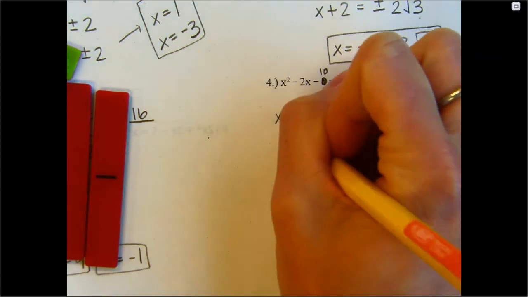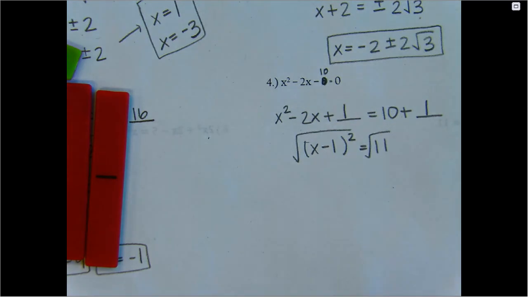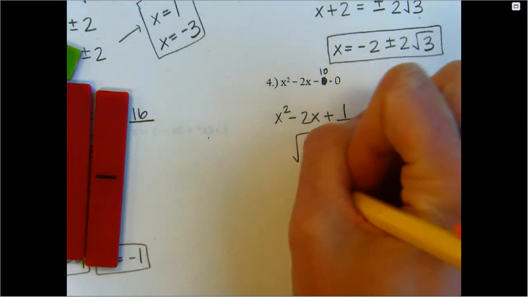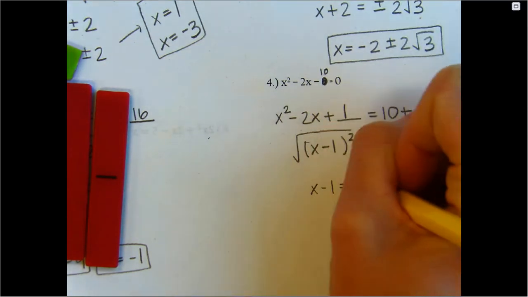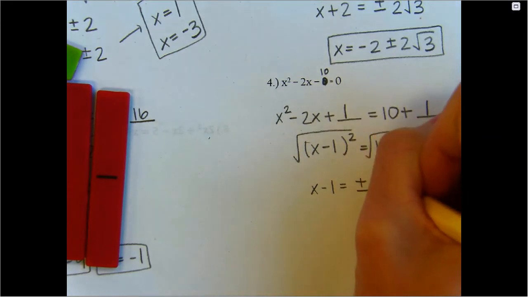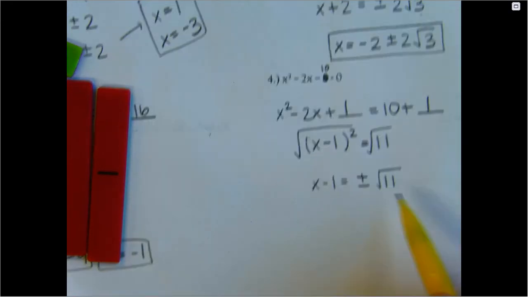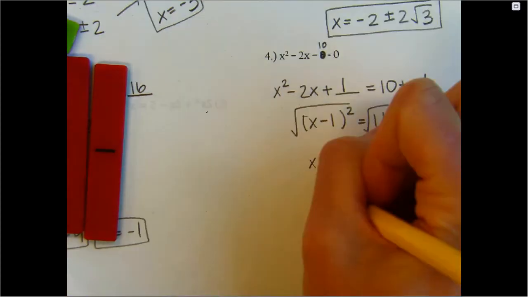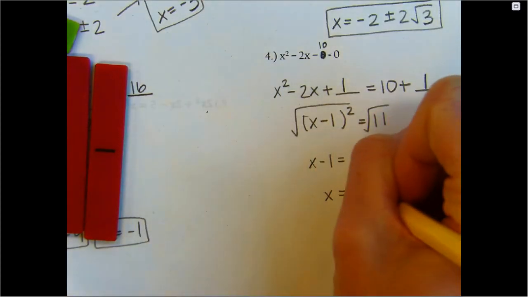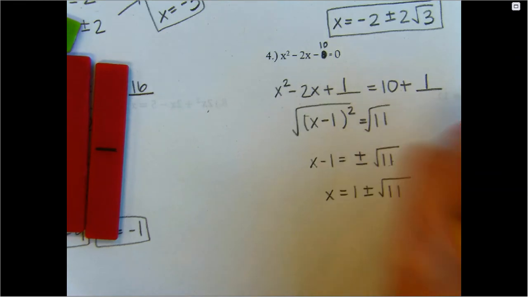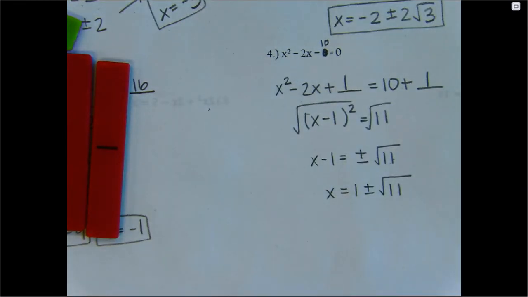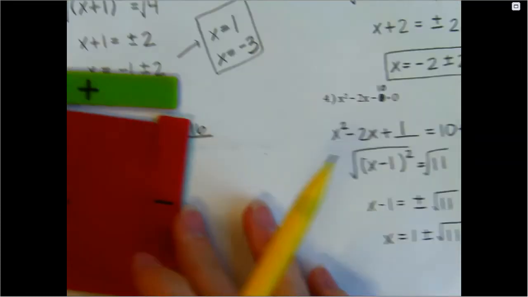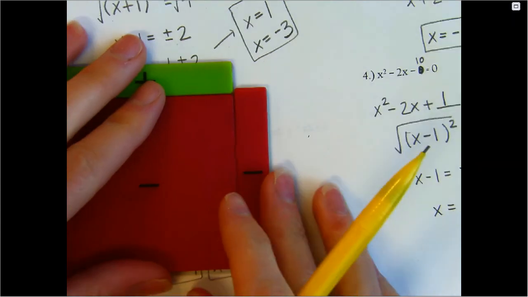And so when I solve by taking the square root of each side, that cancels this over here. Plus or minus square root of 11. This cannot be simplified. There is not a perfect square that goes into 11. So that means when I add that 1 over, my final answer would be 1 plus or minus the square root of 11.